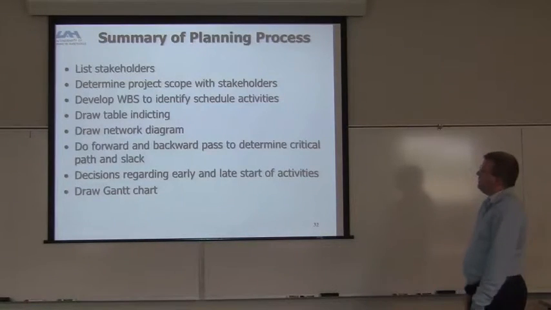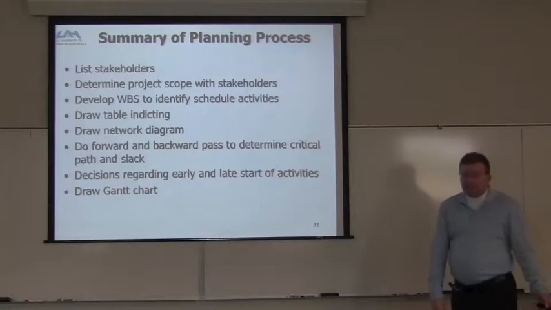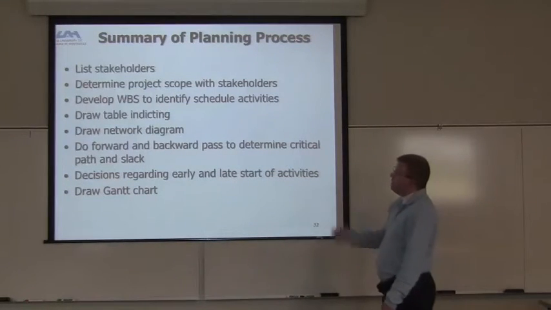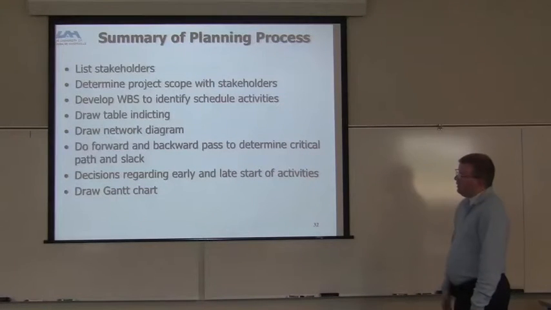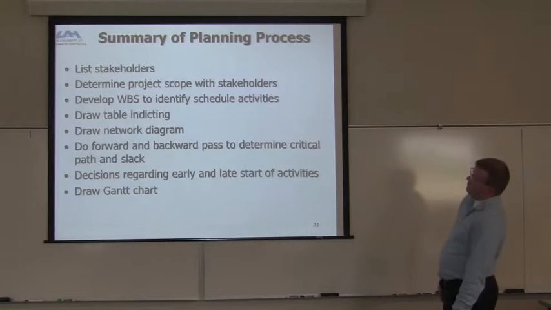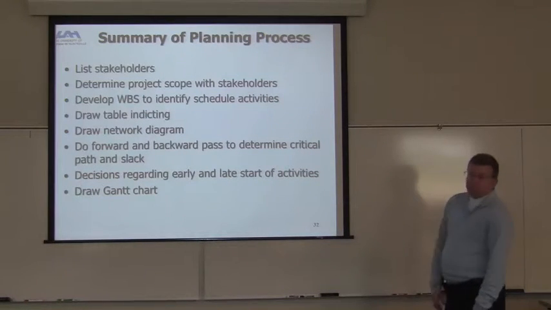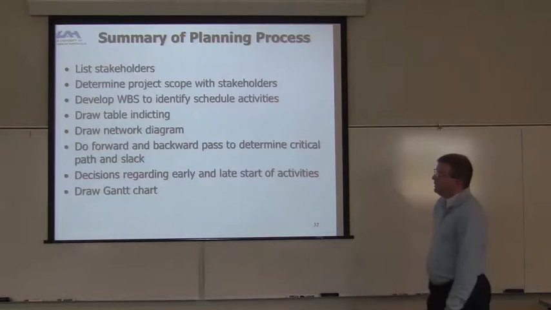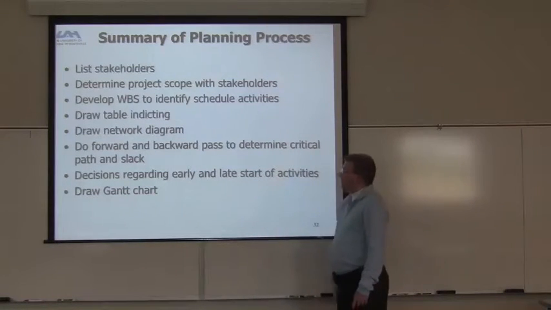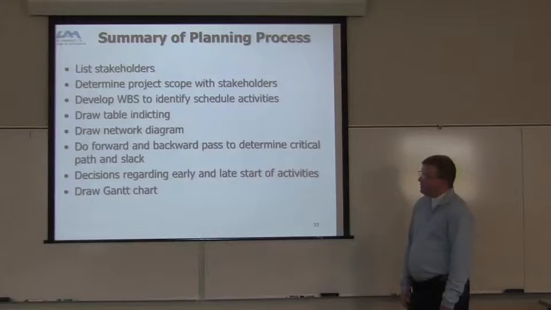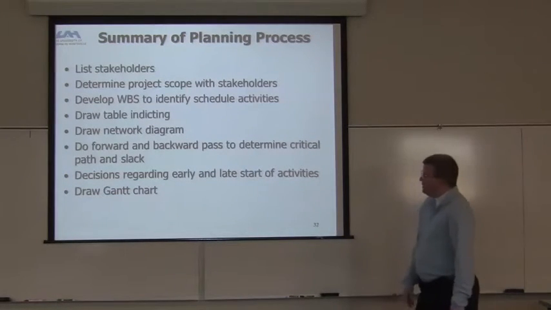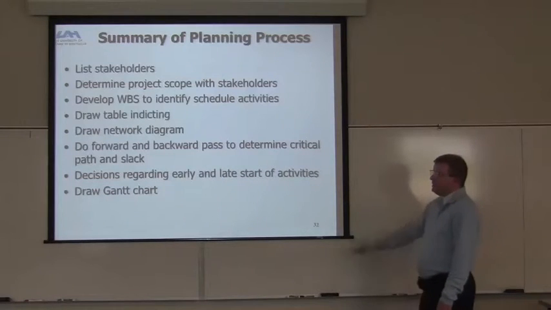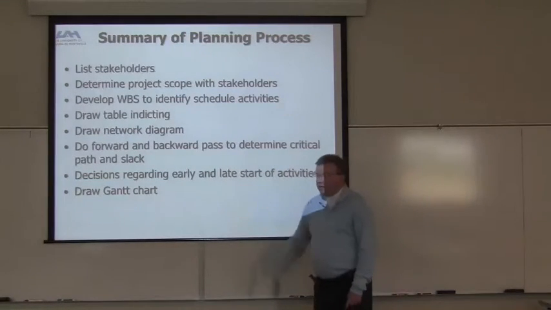So the summary of the planning process: you need to list the stakeholders, right? Determine the project scope with the stakeholders, develop the WBS, draw the table. I don't know what that one means. Draw a table. What does that mean? Draw the network diagram. Do forward and backward paths to determine the critical path and the slack, and decisions regarding early and late start date activities. Basically, you have to decide these things, and then draw the Gantt chart, right?